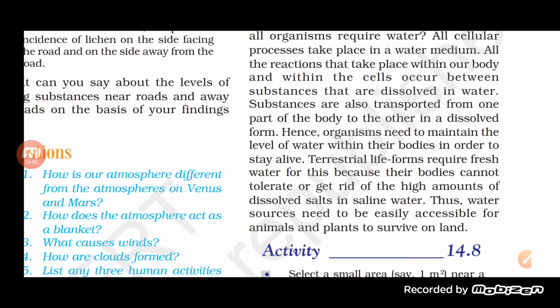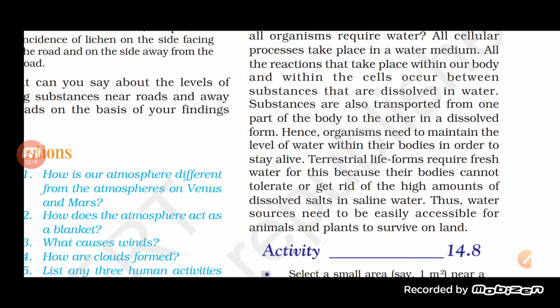Thus, the water source needs to be easily accessible for animals and plants to survive on land. Easily accessible means it must be available everywhere, so that not only the living organisms but all the plants and the animals will be able to take the benefit of the water.